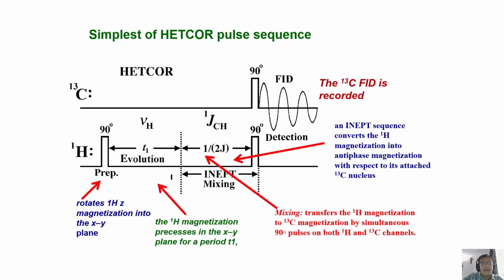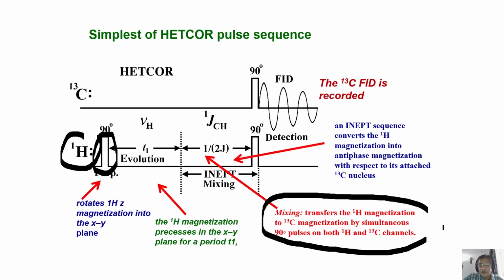This is the HETCOR sequence, a very simple pulse sequence. You apply a 90-degree pulse on proton. This is a preparation period. You allow it to evolve for a time t1, and in between, of course, you can also put in a mixing period where you put inert polarization mixing so that polarization can be enhanced here also. And then the 90-degree pulse brings the magnetization to the XY plane. In the t1 period, the H1 magnetization precesses in the XY plane for a time t1.